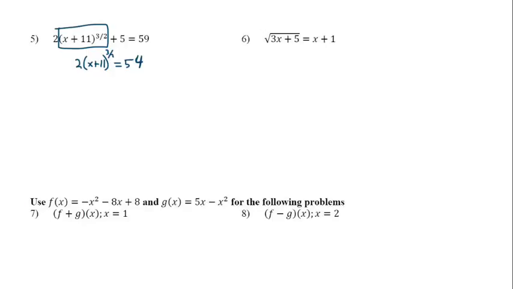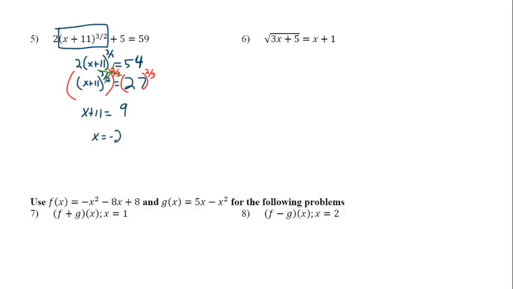There we go. And then we divide by 2, so it's (x plus 11) to the 3/2 equals 27. And then to get rid of the radical, we will raise both sides to the 2/3. Remember, you flip the exponent to cancel those out. So that cancels out those. So I'm left with x plus 11 equals, the cube root of 27 is 3, 3 squared is 9.